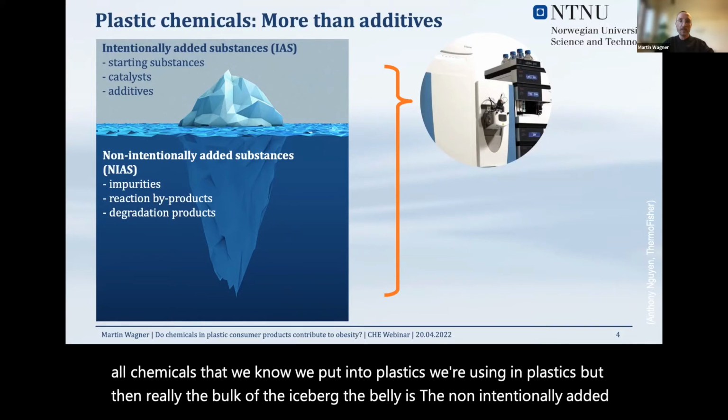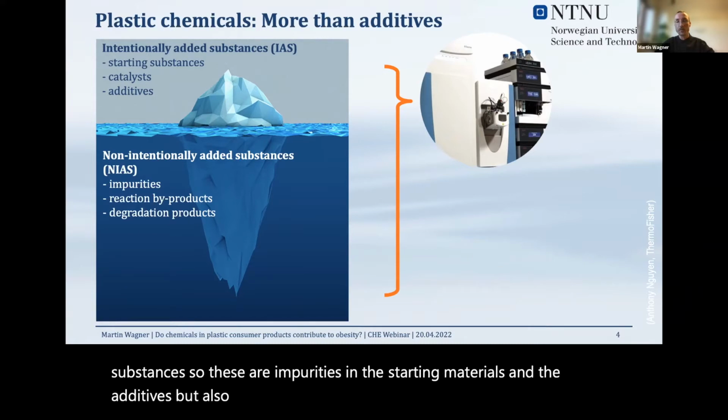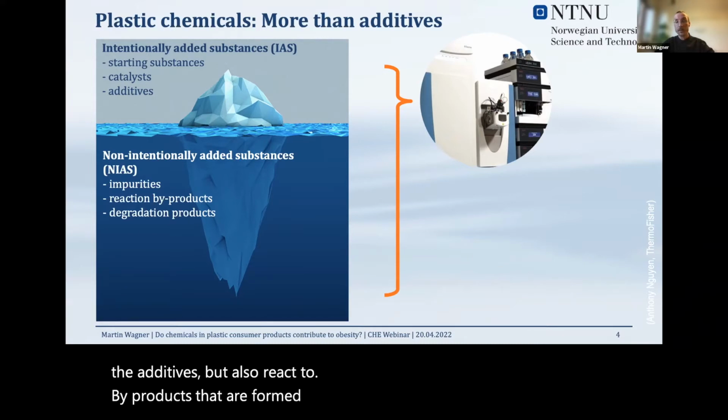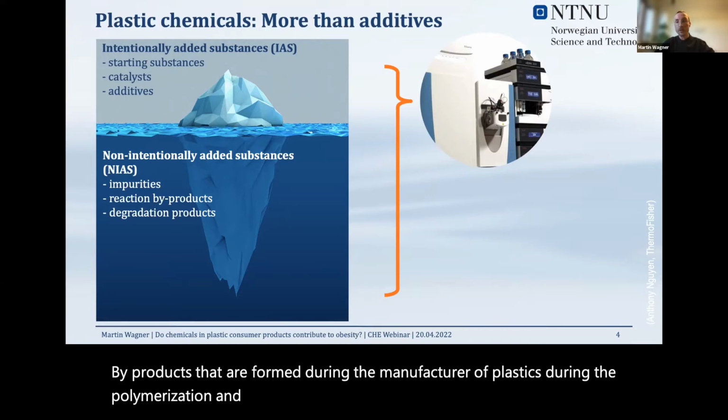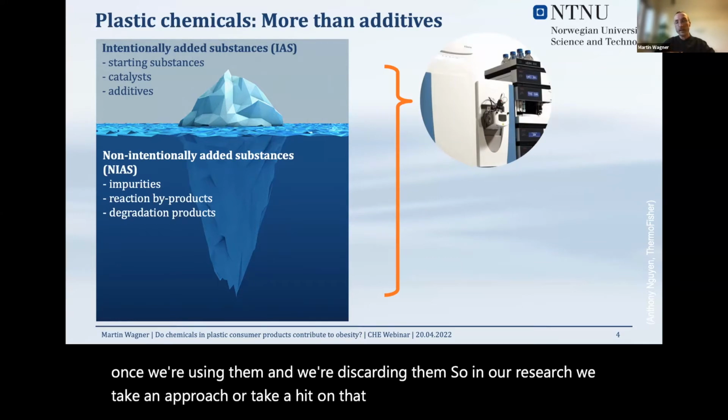These are impurities in the starting materials and in the additives, but also reaction byproducts that are formed during the manufacture of plastics, during the polymerization, and then eventually degradation products of the polymer once we're using them and discarding them. So in our research, we take a hit on that iceberg problem using what we call non-target chemical analysis.